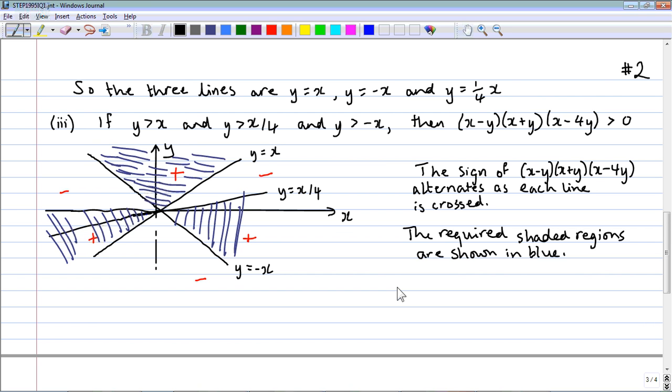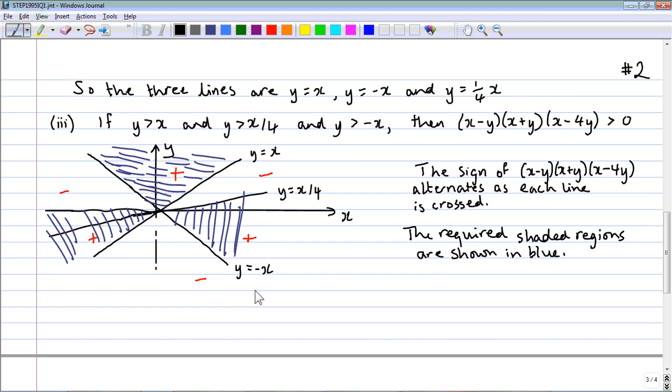So we had 3 lines. We knew that on those 3 lines, the value of this function is 0. So all these 3 lines pass through the origin. They're very basic lines on a plane: y equals x, y equals minus x, and y equals x over 4. Just very briefly indicated them here.